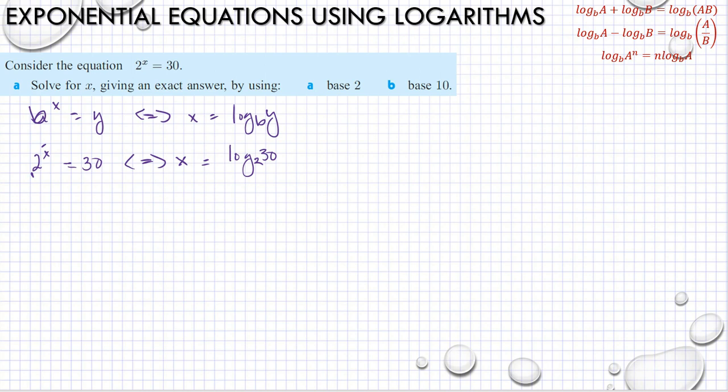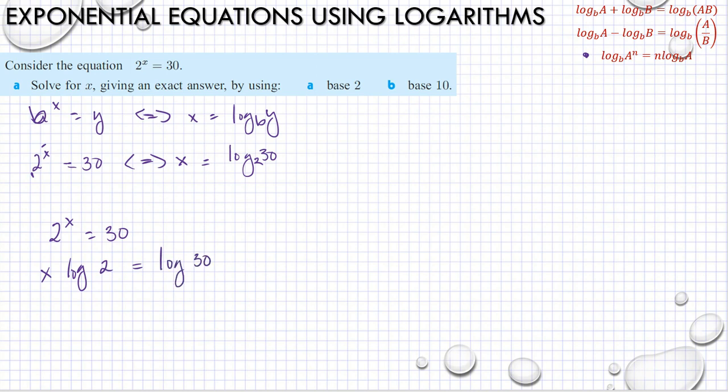How about if we're using base 10? Then we need to follow this law of logarithm. Then we have 2 raised to x is equal to 30. Then, according to the law, we have x logarithm of 2 is equal to logarithm of 30.